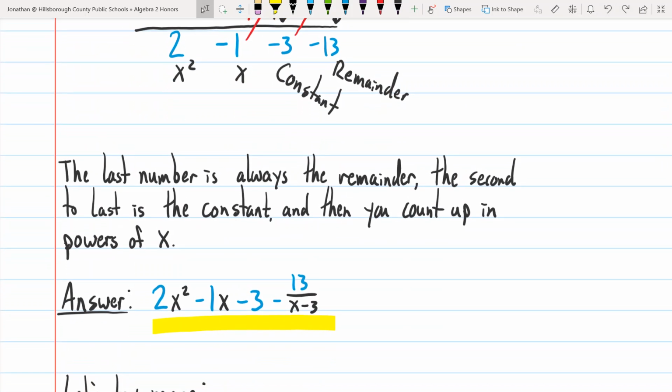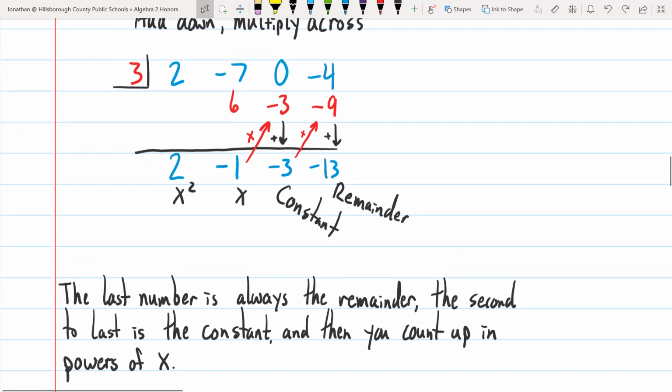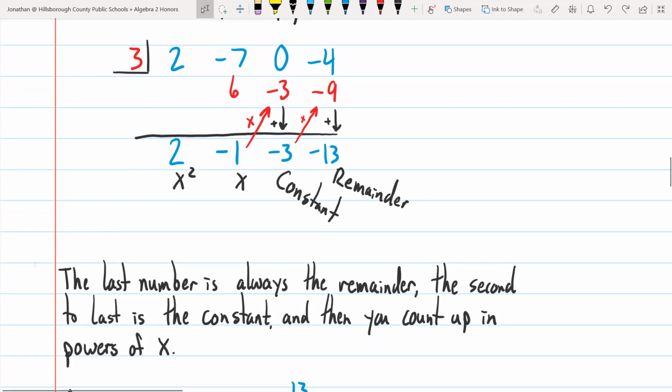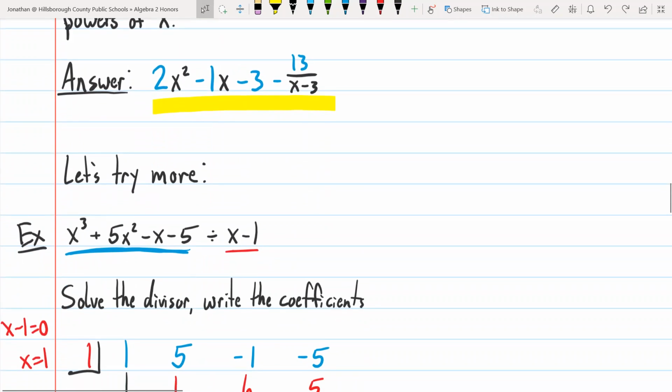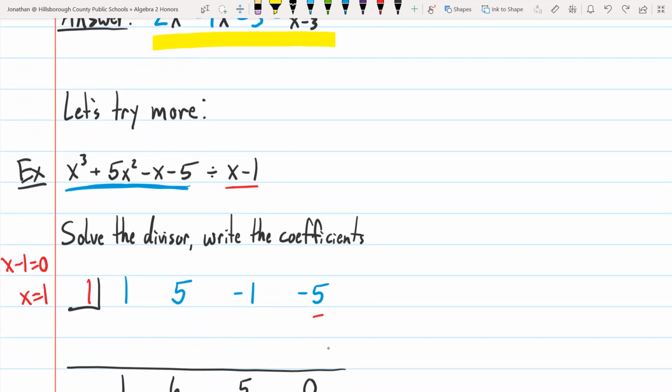Okay, so I want to go through this a couple more times to show you, while it looks a little weird at first, the patterns are the same every single time. So let's try more. I'm going to erase my work. There we go. All right, so let's try one more time.